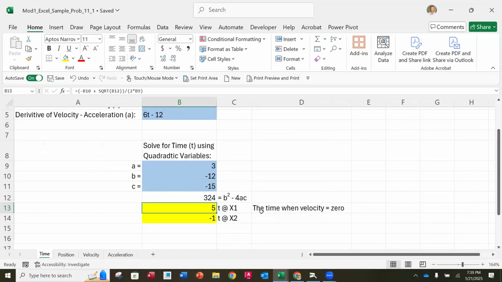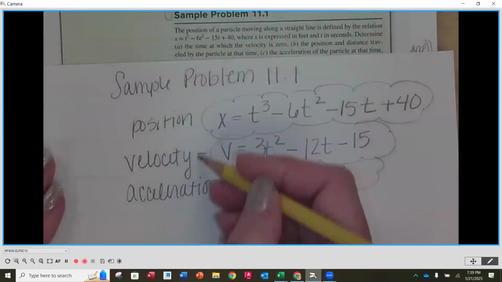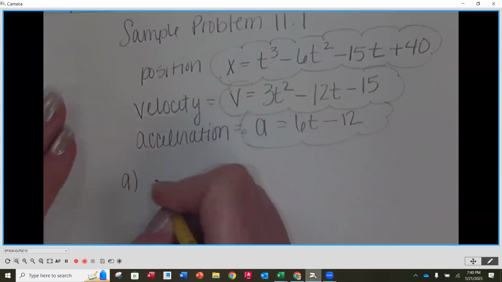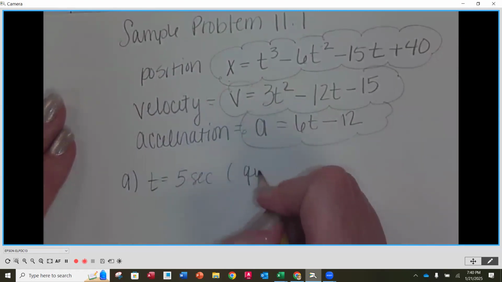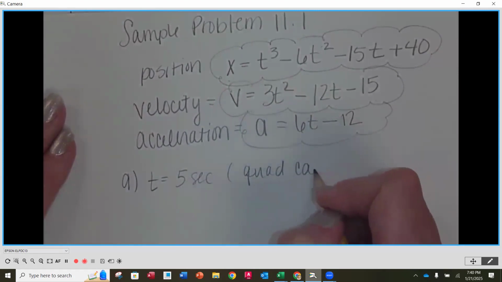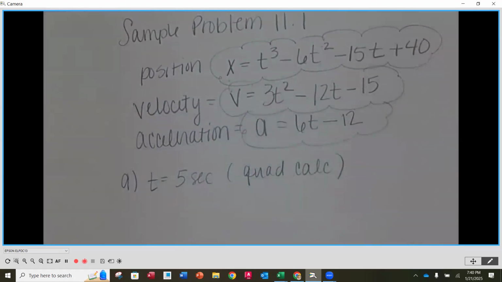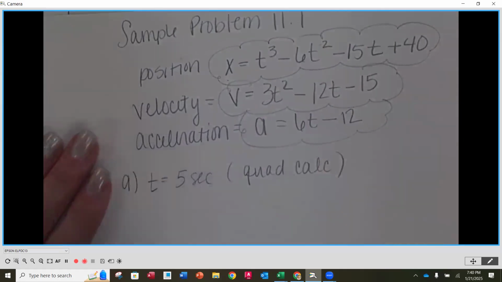Okay. So for question A, I go back underneath here. So this is the first work that I do. So for part A, we would say T is equal to 5 seconds. And you would just say quadratic calculator or quad calc. Okay. And then you would do a screenshot also of that calculation, if you would. You don't have to put the Excel file, but I want a screenshot showing me that that's what you used and kind of proving it. Okay. So that's A.